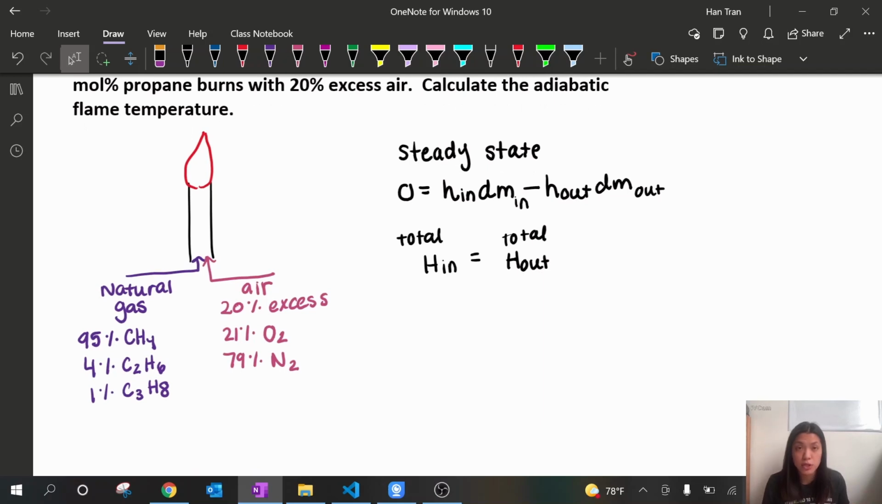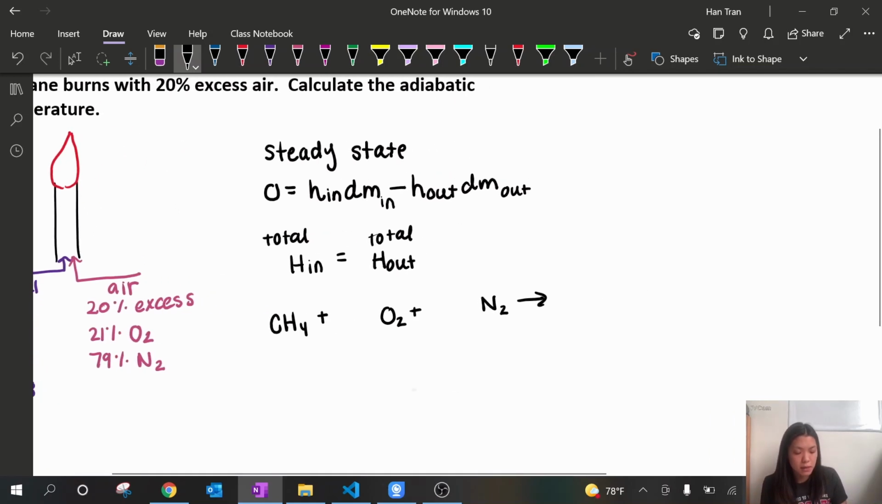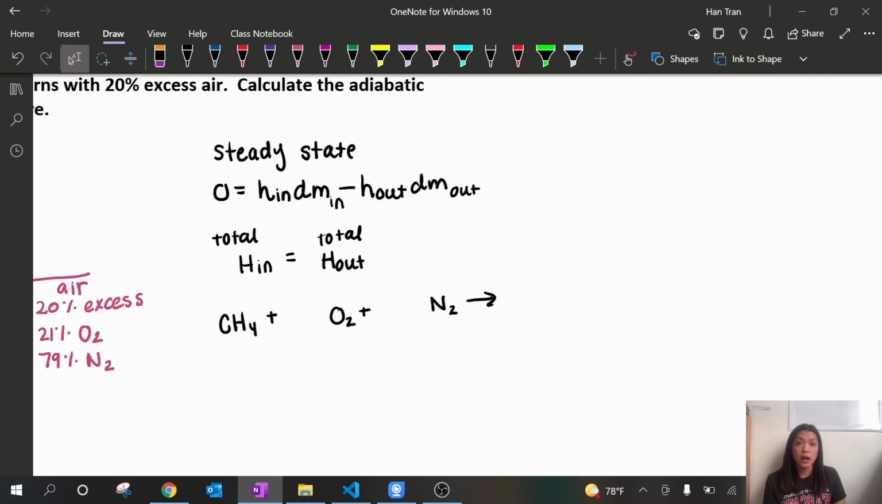So we're going to start with the first component of the natural gas, the methane. And the methane is combining with the air. So the air is comprised of oxygen and nitrogen. And as the methane combines with the air, it's producing carbon dioxide and water as its products.